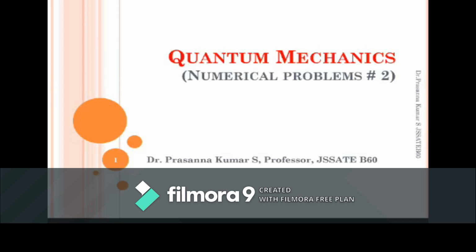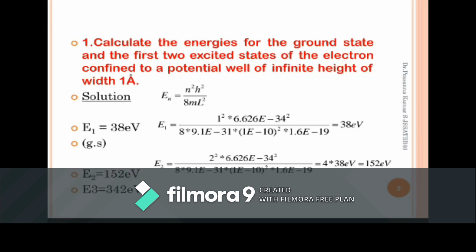Okay, we'll start now. Solutions to some numerical problems in quantum mechanics. This is our first numerical, that is to calculate the energies for the ground state and the first two excited states of the electron confined to a potential well of infinite height of width 1 angstrom. So, what is the expression to find these energies? En is equal to n square h square by 8m L square, where n stands for the state.